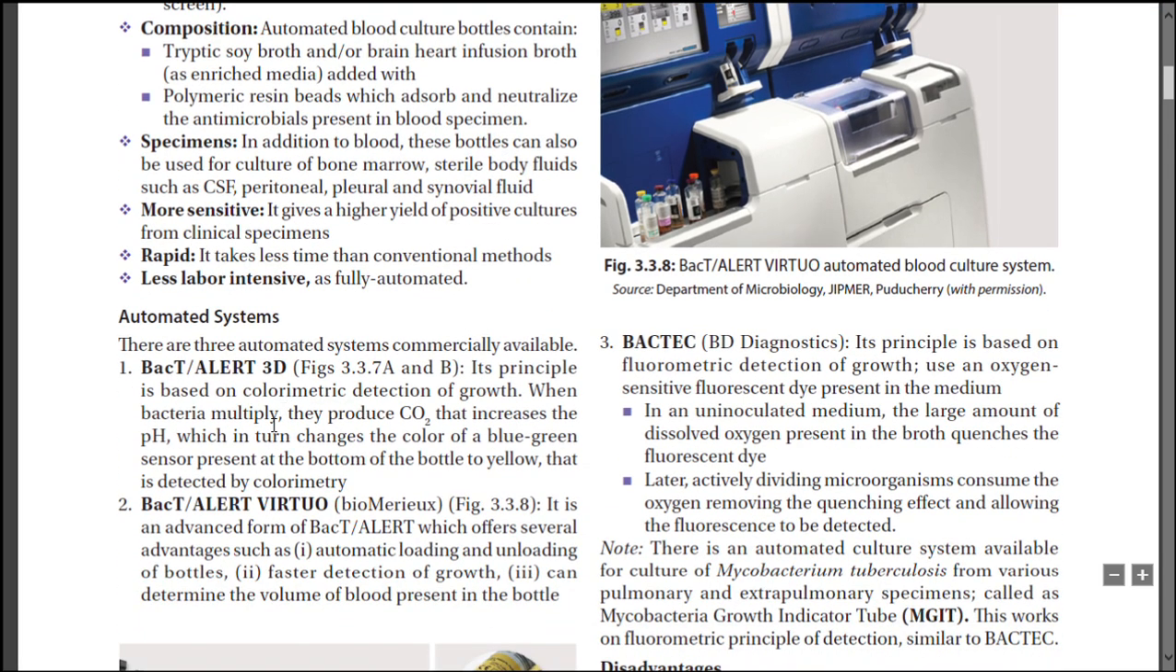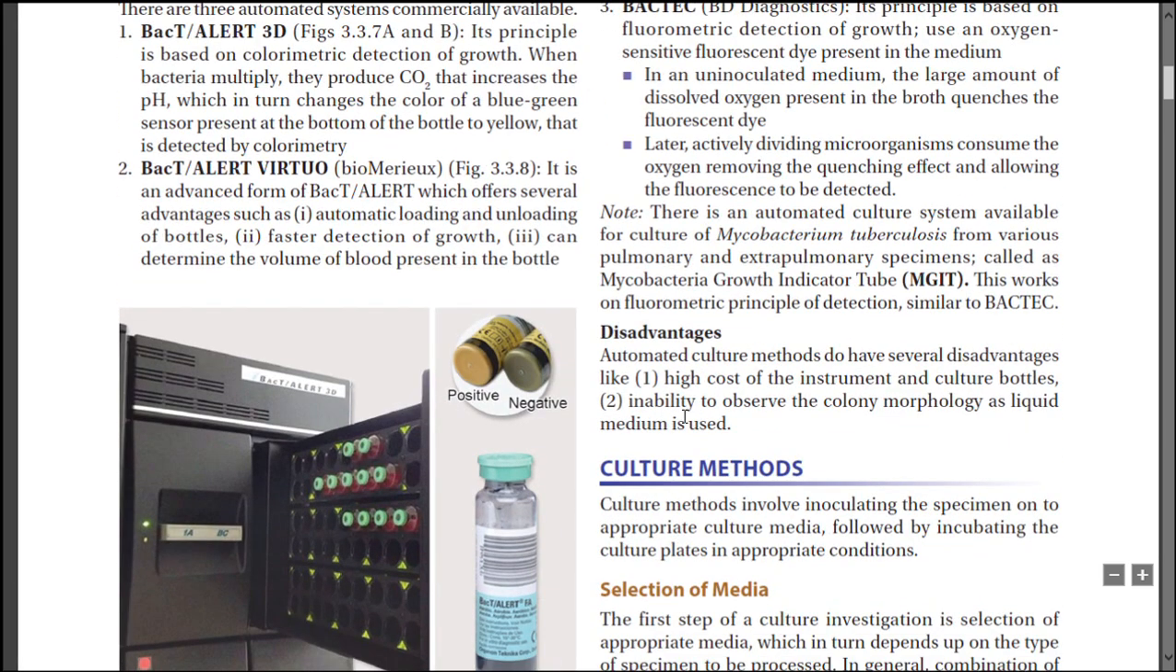Examples: BacT/Alert, 3D Alert, Virtuo, and BACTEC. But this is a highly costly instrument, and it is unable to show colony morphology. Since it is a liquid medium, we can't observe the colony morphology. This is the disadvantage, and that's a very important one.